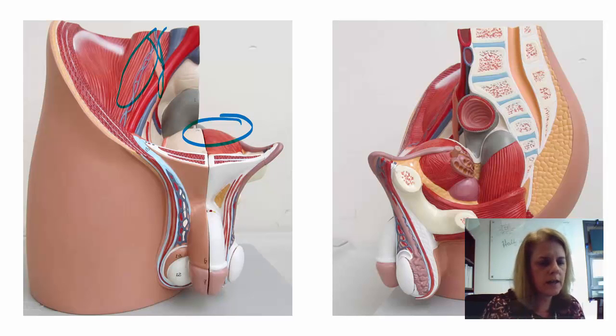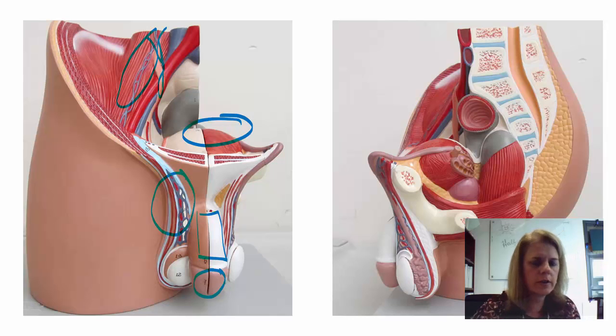Looking from the front side, here's the penis. This is going to be the glans. This will be the shaft of the penis. Here's your spermatic cord. You can see the artery and the venous plexus going around it. You can see part of the epididymis. You can see the testis itself.